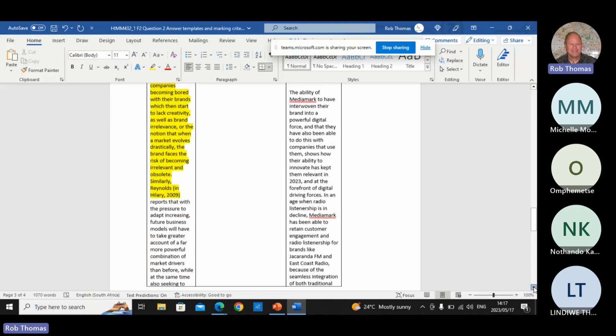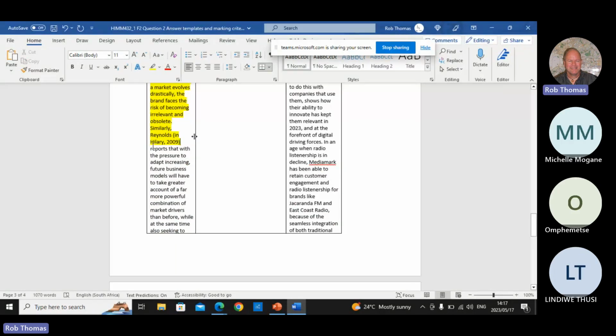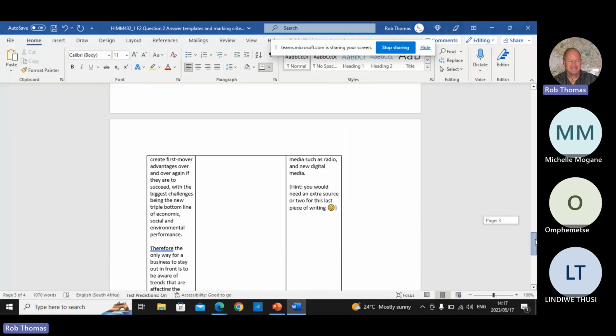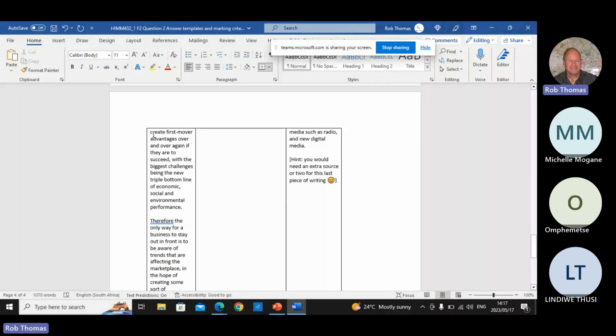Similarly, Reynolds and Hillary report that with the pressure to adapt increasing, future business models will have to take greater account of a far more powerful combination of market drivers than before, while at the same time also seeking to create first mover advantages over and over again if they are to succeed, with the biggest challenges being the new triple bottom line of economic, social, and environmental performance.